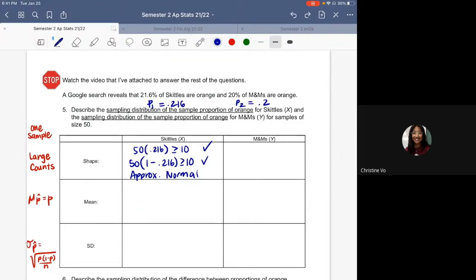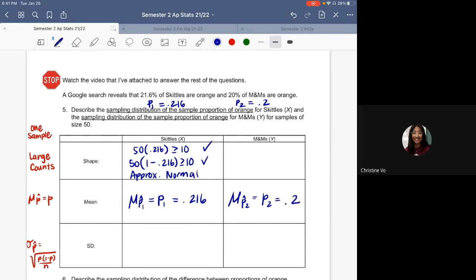Okay, so moving on to the mean of the Skittles. To find the mean, we know that the mean is going to equal whatever our population proportion is. So mu sub p hat should equal whatever the population proportion of our Skittles is, and we know that's 0.216. Therefore, I know that the mean of my p hat sub 1, sorry, I should put sub 1, is going to be the population proportion for the first one, which is 0.216.